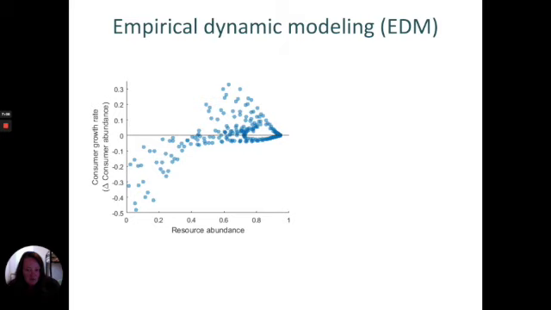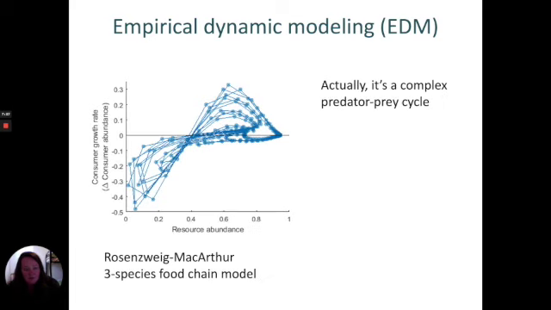Here you might just think that these are positively correlated, with a little bit of scatter around this point. Historically, we would think, okay, as resources increase, consumers increase, so this system is bottom-up controlled. The amount of resources available sets the limit on consumer growth. But with EDM, we think about how things change through time. So what I've added here is all the lines that connect these points.